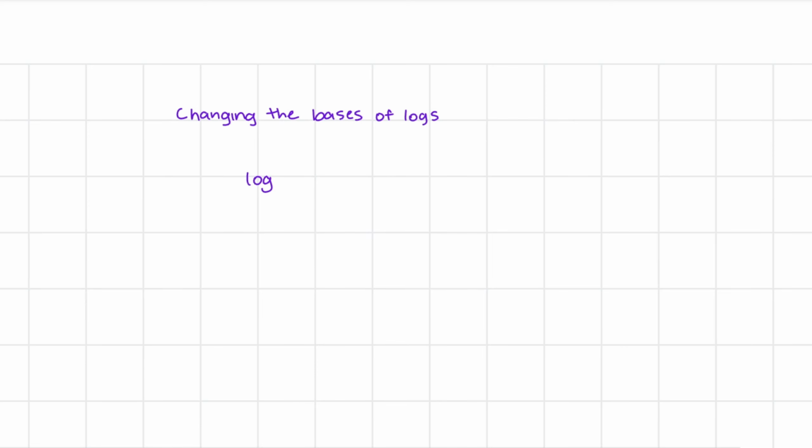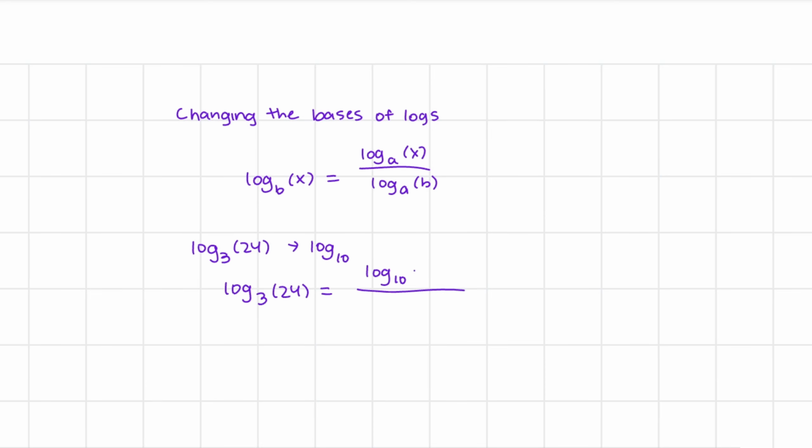Now let's work with changing the base of logs. Remember the change of base formula. If you had log base b of x, it will be equal to log base a of x over log base a of b. So let's say you had log base 3 of 24, and you want to make it have a log of base 10. So you would make it log base 10 of 24, which is the original term, and then log base 10 of the value of the base, which was 3. So it would be log base 10 of 24 minus log base 10 of 3.